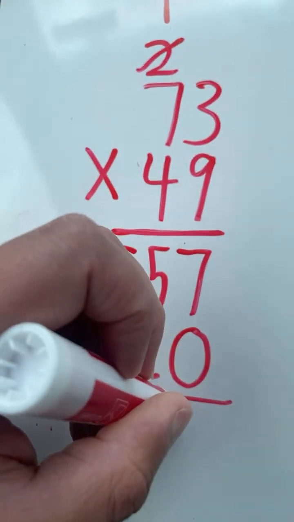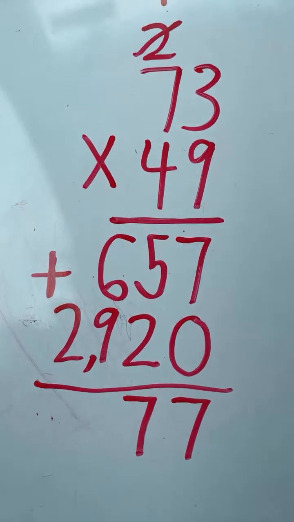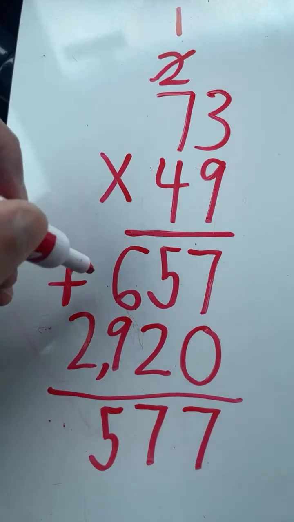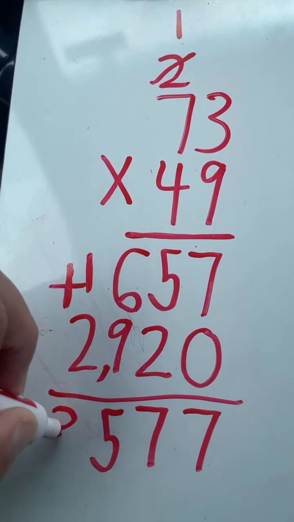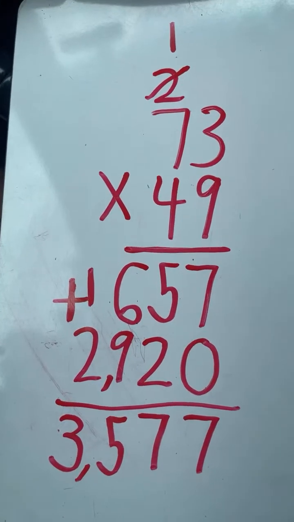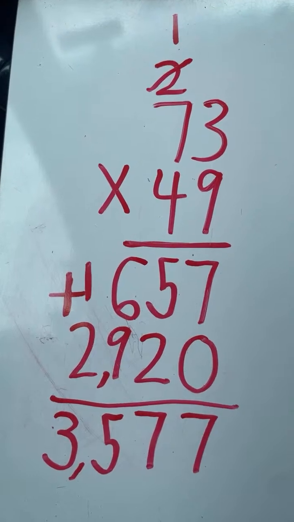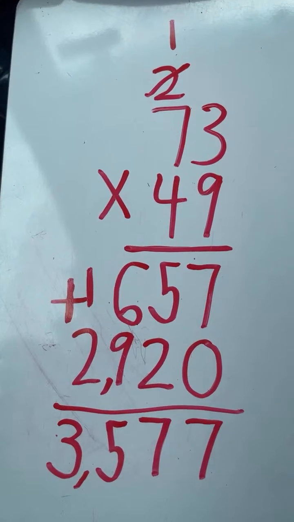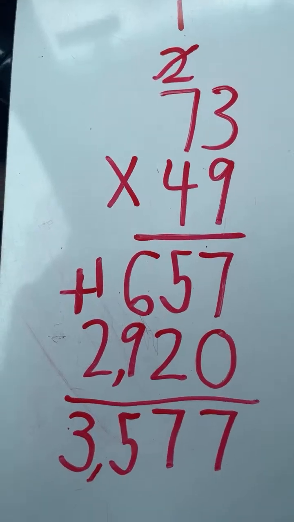7 plus 0 equals 7. 5 plus 2 equals 7. 6 plus 9 equals 15. 5, carry the 1. 1 plus 2 equals 3. And we have our final answer. 73 times 49 equals 3,577. All right, stay tuned for the final example problem of the video.